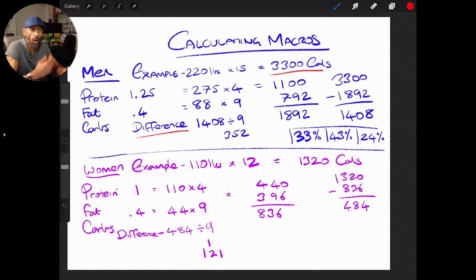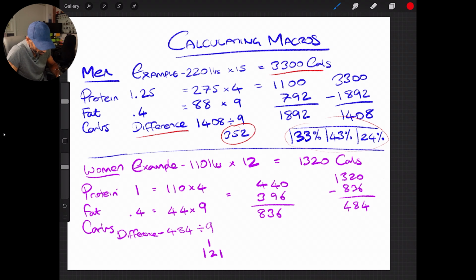So now we know exactly what we need. We need 275 grams of protein. That's a lot of protein. You don't really need that, but this is an example. This guy must be massive. Then 88 grams of fat and 352 grams of carbs for men. Now, here's the percentage: that comes to 33% protein, 43% carbs, 24% fats.